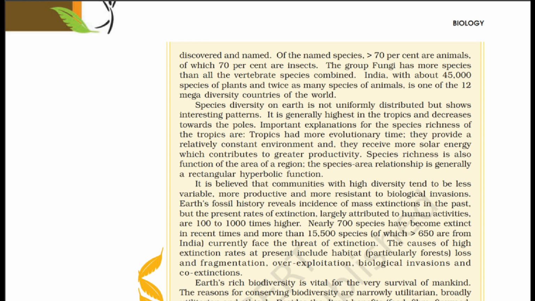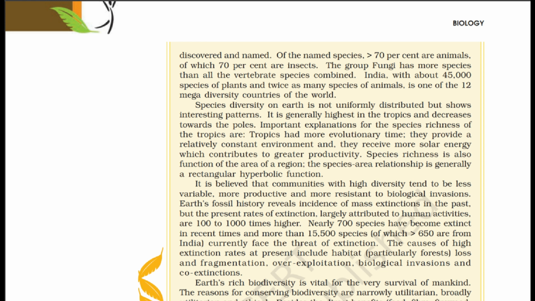It is generally highest in the tropics and decreases towards the poles. Important explanations for the species richness of the tropics are: tropics had more evolutionary time, they provide a relatively constant environment, and they receive more solar energy, which contributes to greater productivity. Species richness is also a function of the area of a region. The species-area relationship is generally a rectangular hyperbolic function. It is believed that communities with high diversity tend to be less variable, more productive, and more resistant to biological invasions.